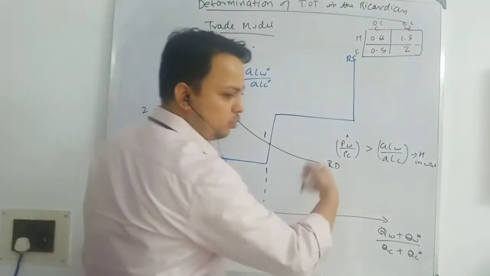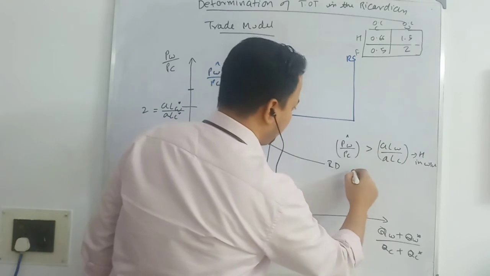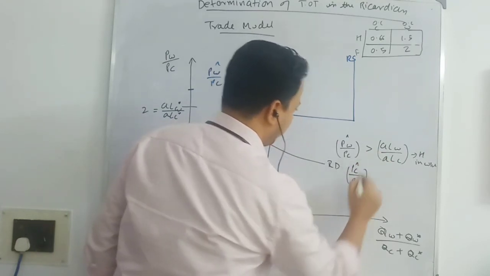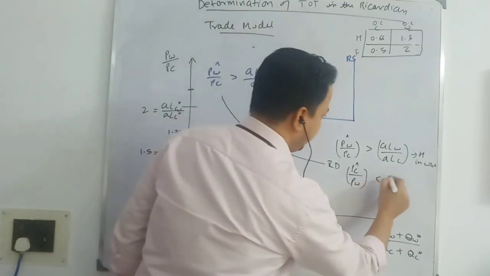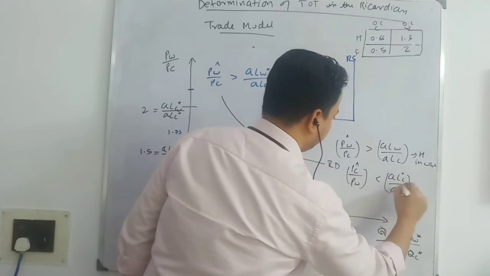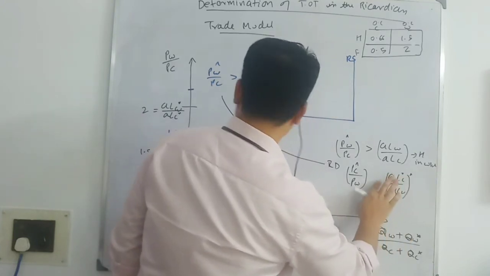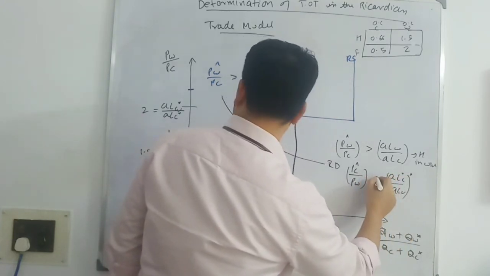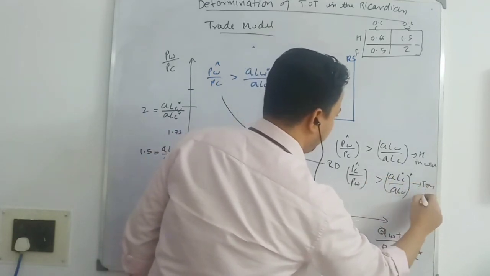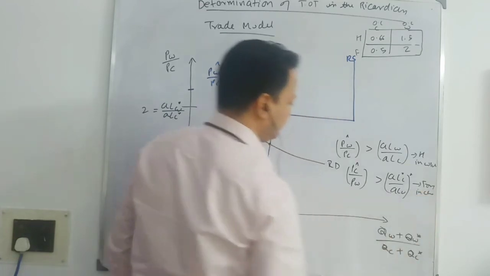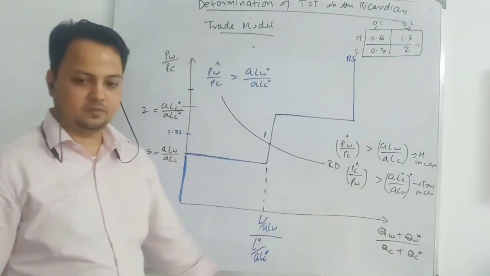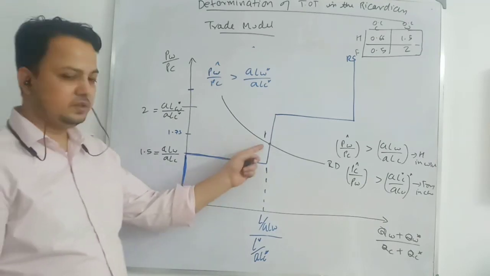Why? You can look at the reciprocal, or if you want to look at it this way, PC by PW star hat is less than A and C star over A and W star. Sorry, AC by PW 0.5 will be greater than, so foreign will specialize in cheese. The sign will change when I do the reverse. Clear? This point is clear?